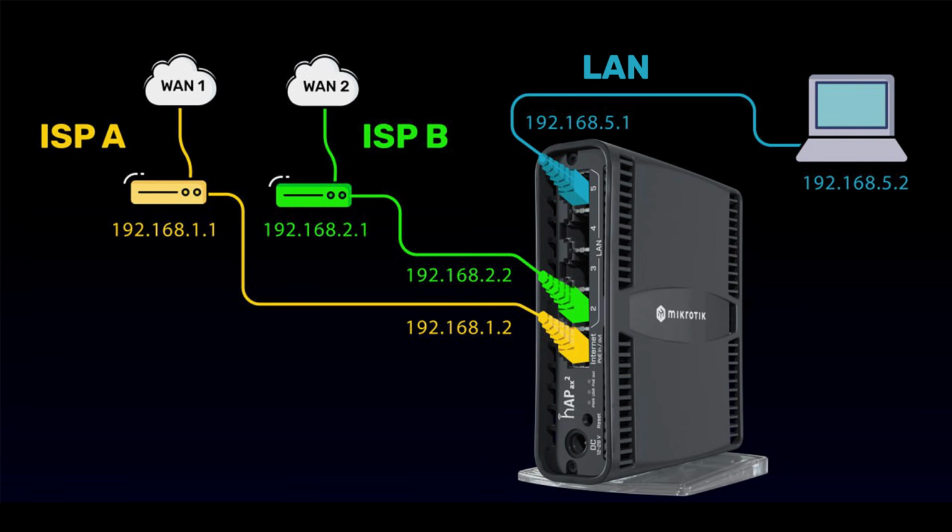The computer connected to port 5 of the MikroTik will have the IP address 192.168.5.2. The network ranges of the internet providers and the LAN network must be different for the load balancing implementation to work well.